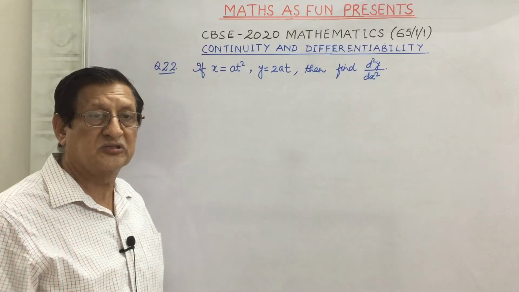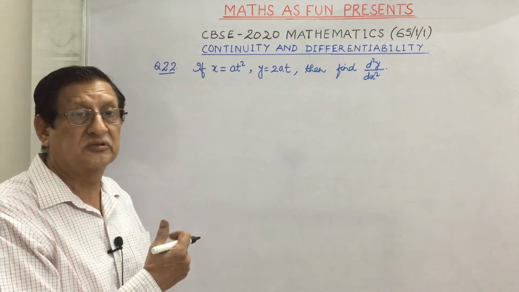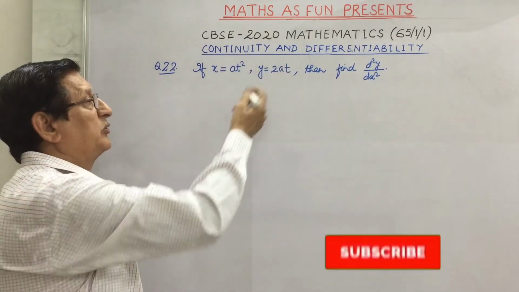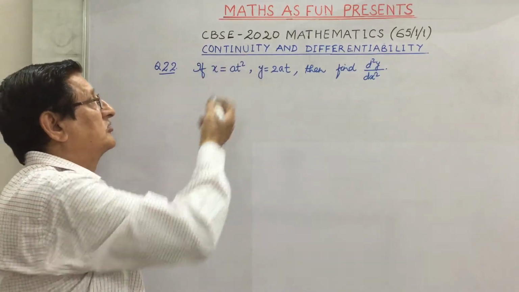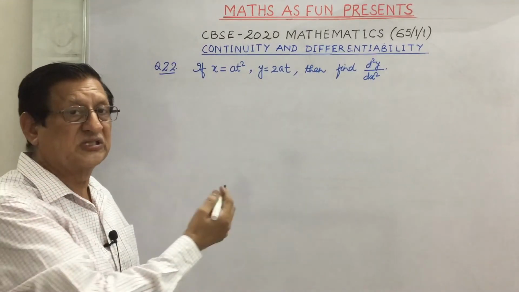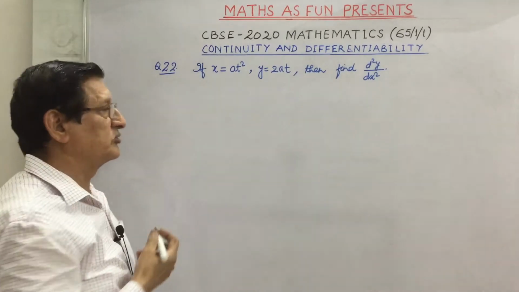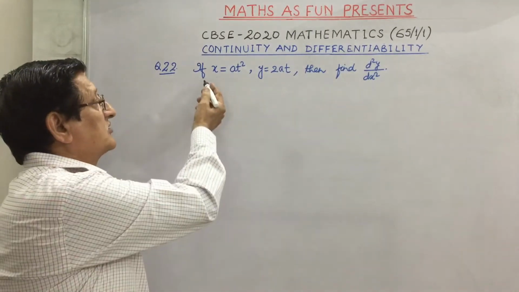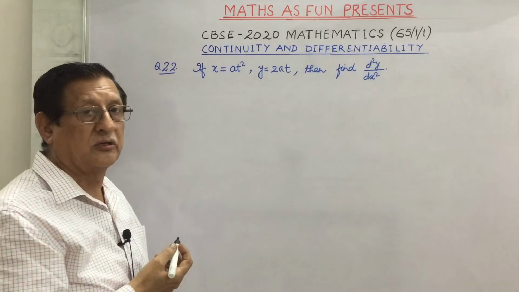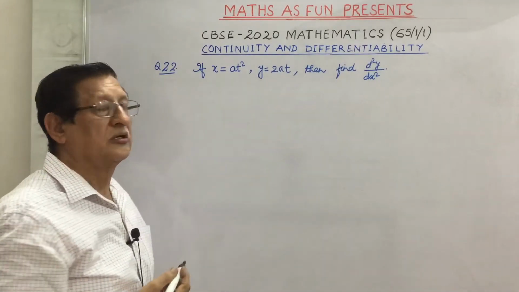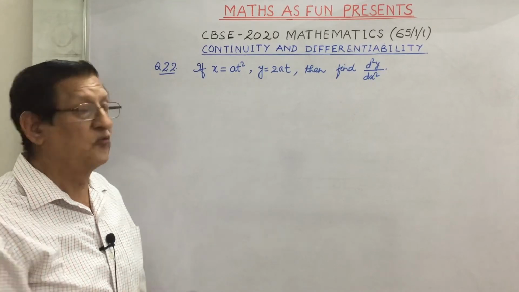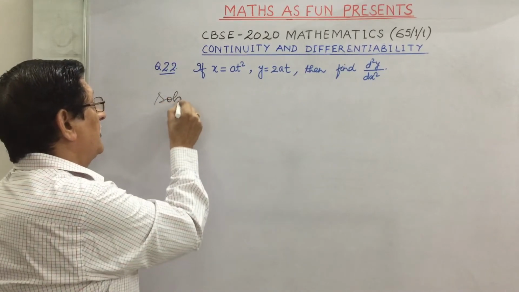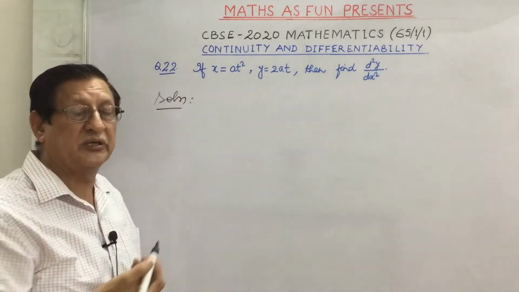Hello everyone, in this video we will discuss the problems from chapter 5, that is continuity and differentiability, which were asked in the question paper of 2020. And from this chapter the first question was question number 22, which was x is equal to a t square, y equal to 2at, then find d2y by dx square. To find the solution of such problem, first we have to see what type of problem it is.